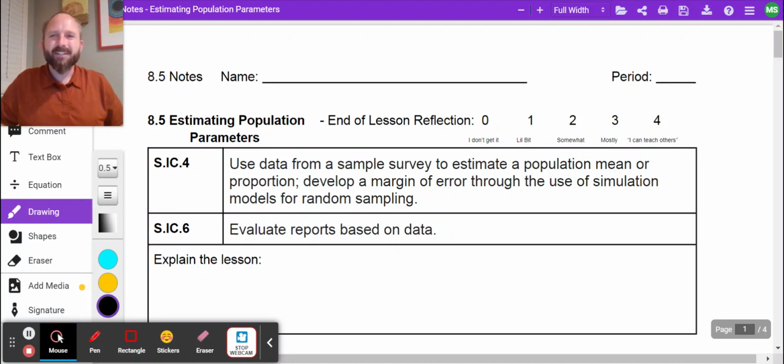Hello, everyone. Mr. Schultz here as we dive into our last segment on statistics, also known as 8.5 Estimating Population Parameters. Make sure you still do your end of lesson reflection as well as explain the lesson. Give me the gist in a sentence or two. More than that, I don't need.